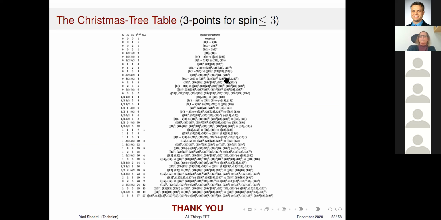And since we're approaching the holiday season, I'm going to leave you with this Christmas tree table of all the 3-points for spins going up to 3 that you may want. Okay.